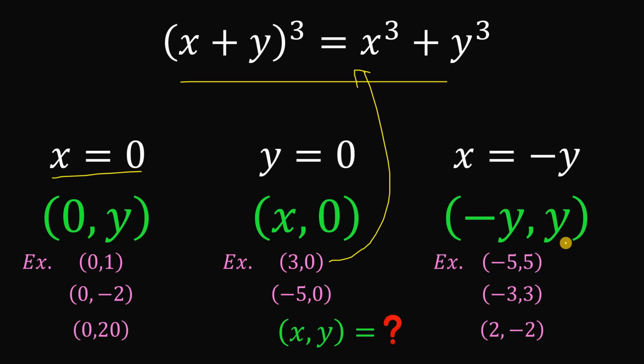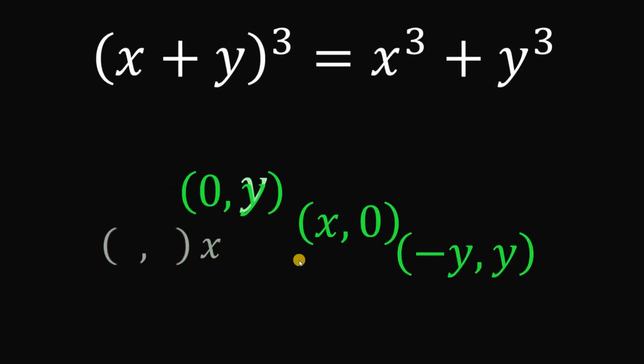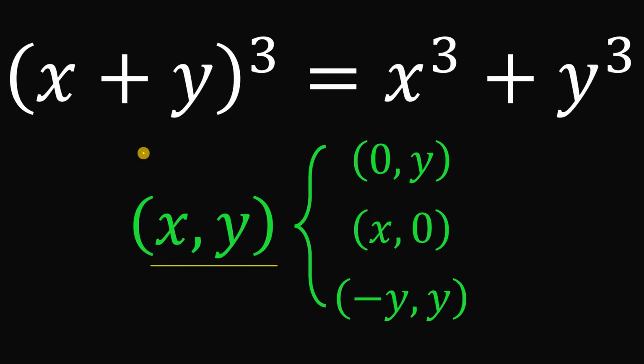And if we graph this equation, we get something like this. So we get the graph of the x-axis, which is y = 0. We also have the y-axis, or x = 0, and this diagonal line, which is x = -y. Therefore, our answer to this question, what are the ordered pairs that satisfy the given equation? Our answer: (0, y), (x, 0), or (-y, y).